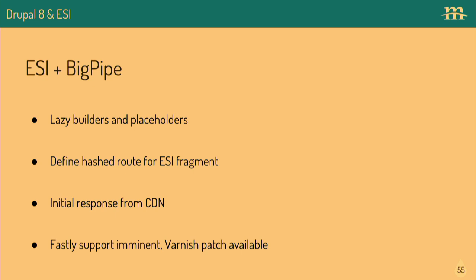And similar, this is something that Fabian talked about yesterday, very similar to the hook menu way that we deliver ESI fragments for those components. You could have a defined hashed route for an ESI fragment and have the initial response sent straight away, so you get an initial page to engage with, and then more dynamic things come in through ESI fragments as you continue. Supposedly, there is some Fastly support for this coming very soon, and a varnish patch available. I have not played with either yet, but I'm very excited for the potential there.